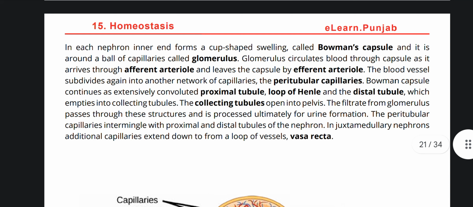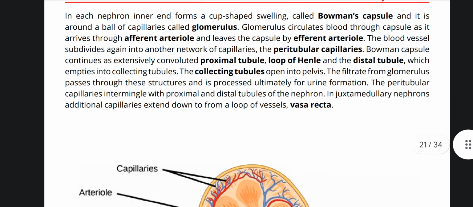In each nephron, the inner end forms a cup-shaped swelling called the Bowman's capsule, and it is around a ball of capillaries called the glomerulus. The glomerulus circulates blood through the capsule, as blood arrives through the afferent arteriole and leaves the capsule by the efferent arteriole. The blood vessel subdivides again into another network of capillaries, the peritubular capillaries.